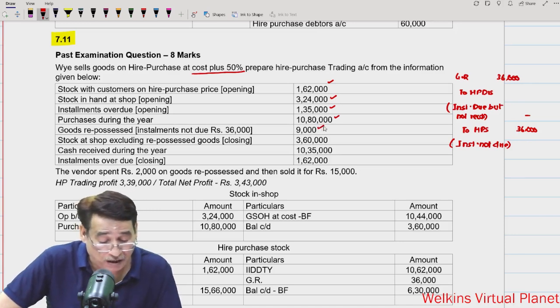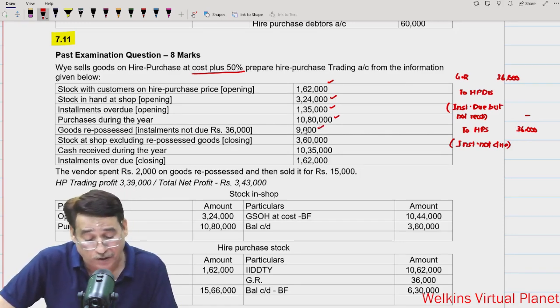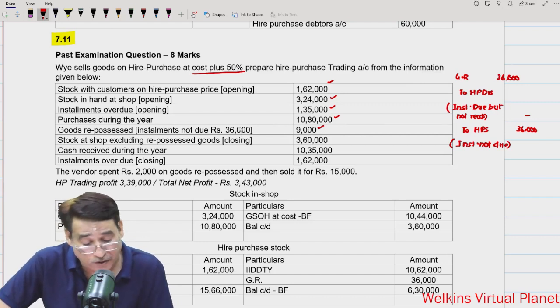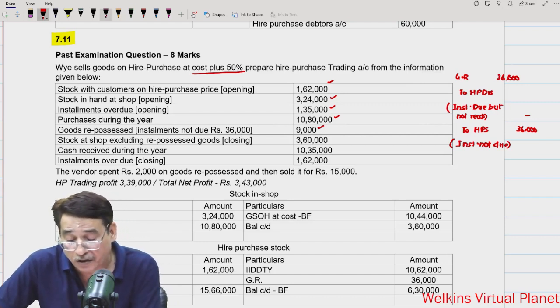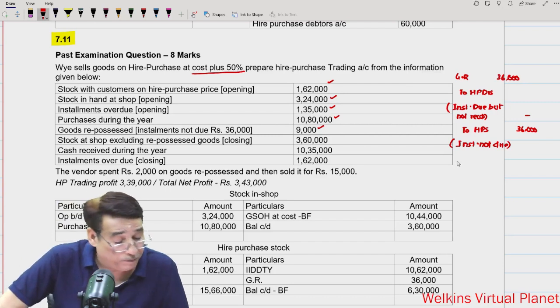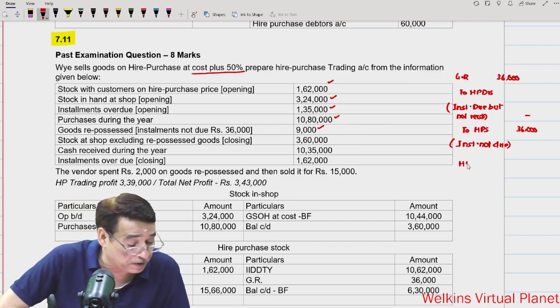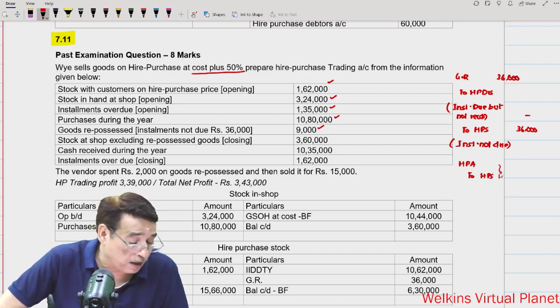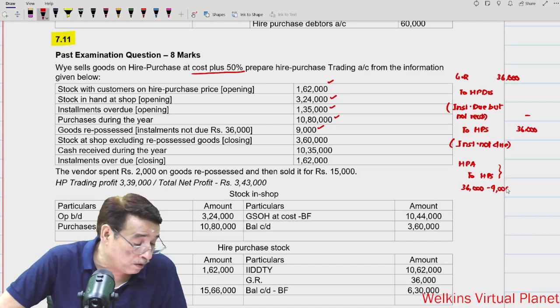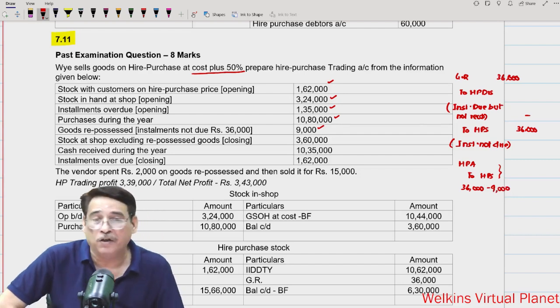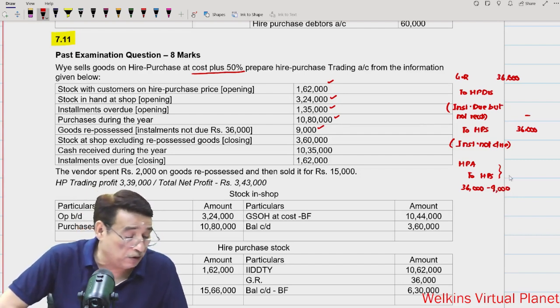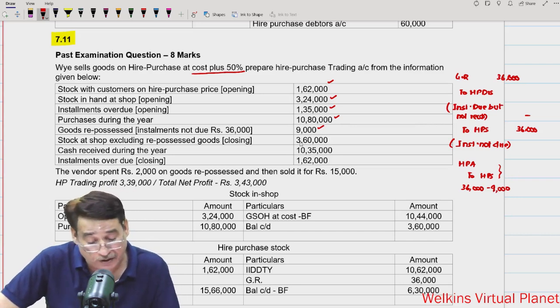So we estimated it at 9,000 rupees. So there is a loss, of course. And this loss will ultimately be debited to hire purchase adjustment. Our next entry will be hire purchase adjustment account debit to hire purchase stock account, and the amount will be 36,000 minus 9,000. Is it clear to you? So 27,000 worth of loss we have incurred in this case.